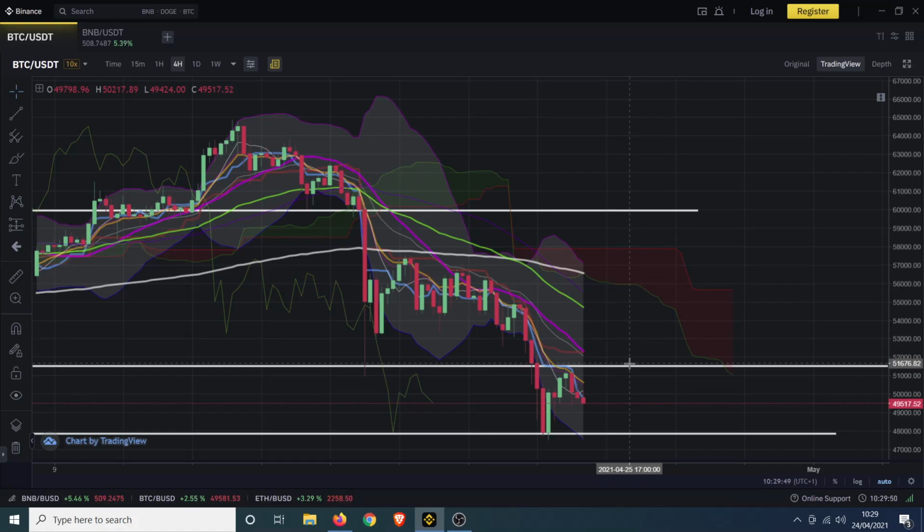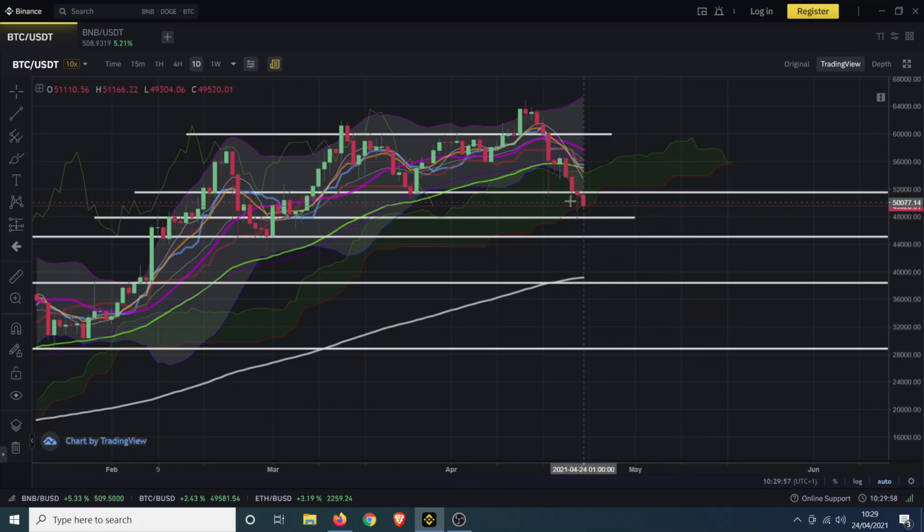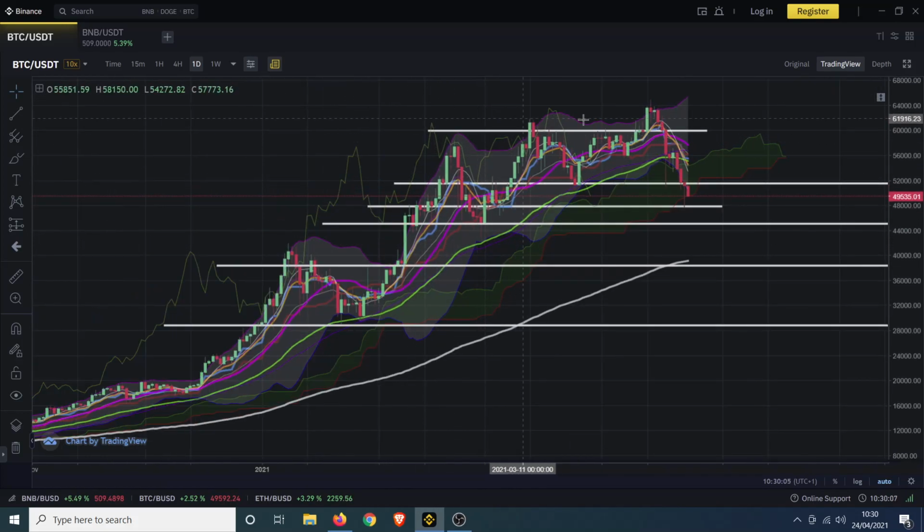So 4 hourly is useful, definitely in the short term, and that's a glimmer of hope, I would say. Now, if we go to the daily, we've just put in a new low here. So this is actually a lower low now. So we've broken structure here for the first time in a long time. So we had higher highs, higher lows until recently. Now we've got a lower low.